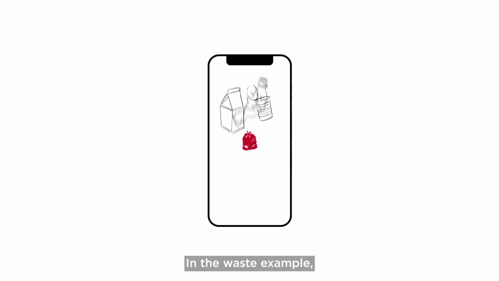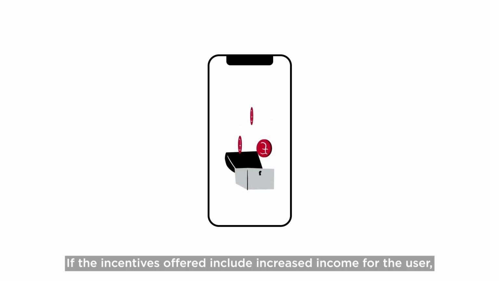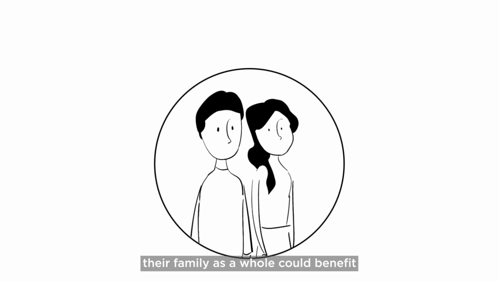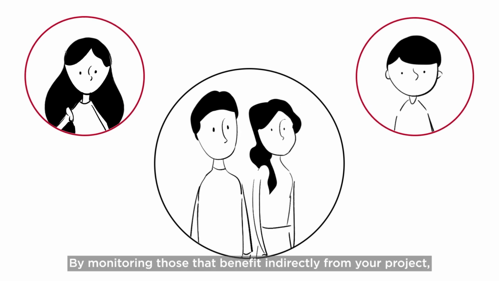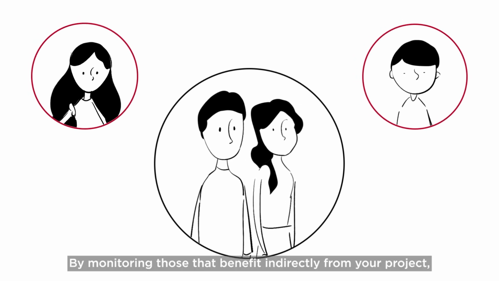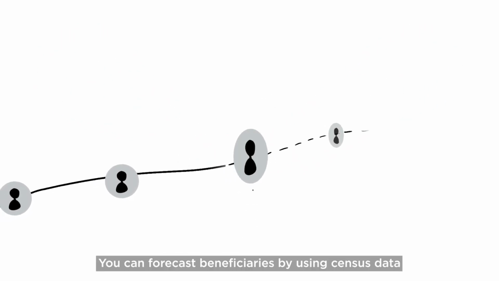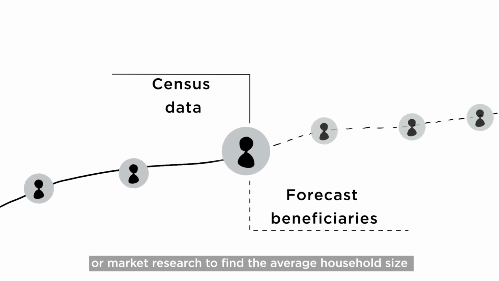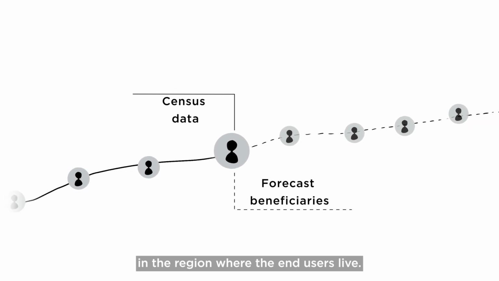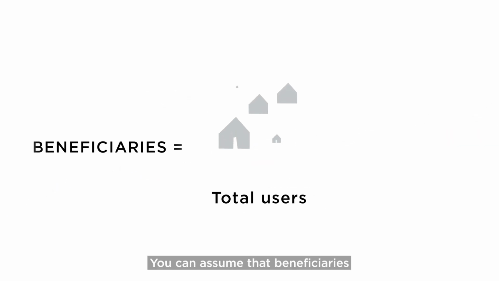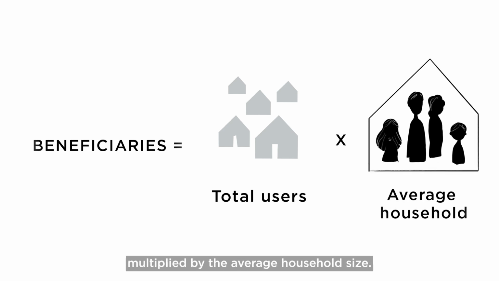In the waste example, app users are incentivized to recycle. If the incentives offered include increased income for the user, their family as a whole could benefit and therefore be included as beneficiaries. By monitoring those that benefit indirectly from your project, you can understand the wider impact of your work. You can forecast beneficiaries by using census data or market research to find the average household size in the region where the end users live. You can assume that beneficiaries will be equal to the total number of users multiplied by the average household size.